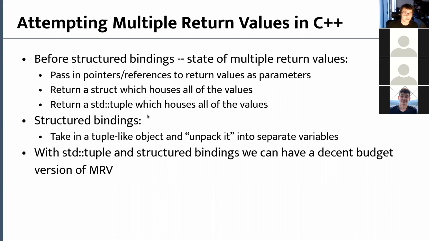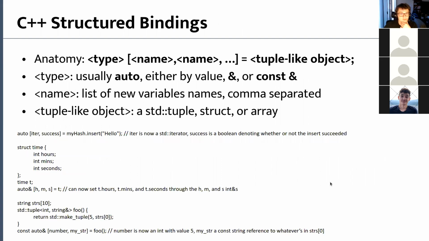But if we have structured bindings, then we can return a tuple-like object, and we can unpack it on the fly into a bunch of different variables. And with this, we can have a budget version of multiple return values. So here's the anatomy. Type, then we have square brackets, and the name of the variable, dot, dot, dot, as many variables as you need. And you are going to assign a tuple-like object into it. So normally this is going to look like auto and then a list of variable names that you want to create for these tuple objects.